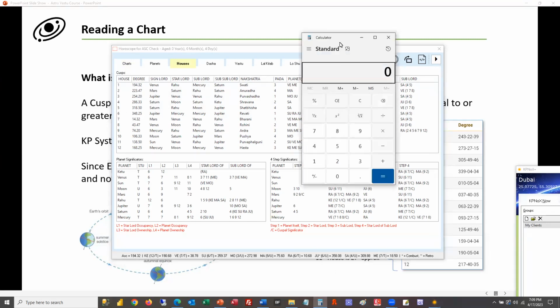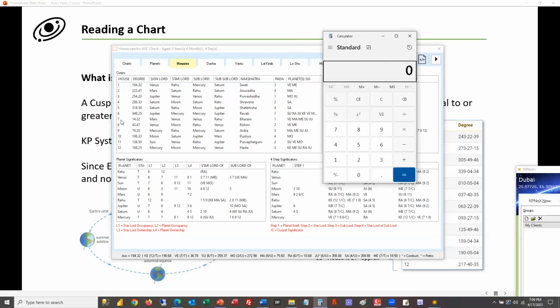Now let's take the calculator. Notice the seventh one. What is the seventh one? 14.32. So if I take 194.32 minus 14.32, what happened? It's exactly 180 degrees apart, correct? The first house and the seventh house are exactly 180 degrees apart. Take it for anything. Let's say the fifth house.